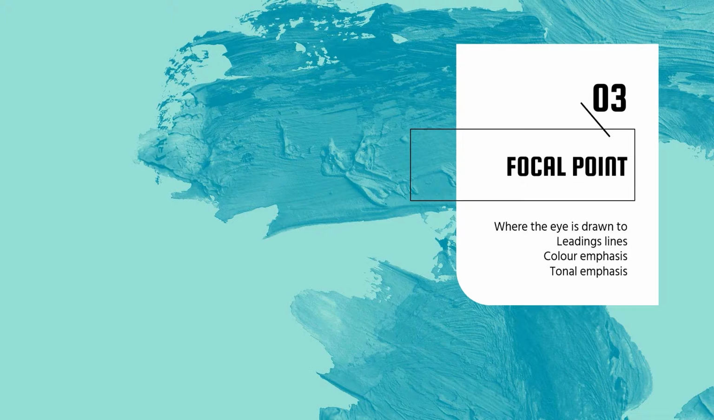The first, again, which we just talked about, are leading lines. The second is color emphasis. And the third is tonal emphasis. Okay, I'm going to show a photograph next, and I want you to try and, when you first look at it, see where your eye first goes. See if you can just notice where it goes, okay?